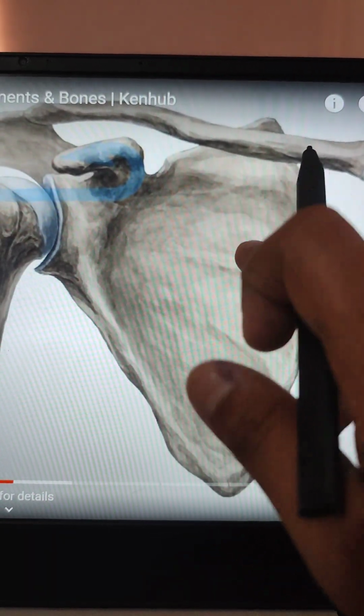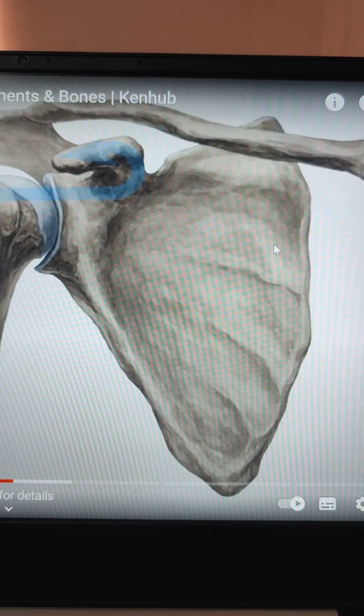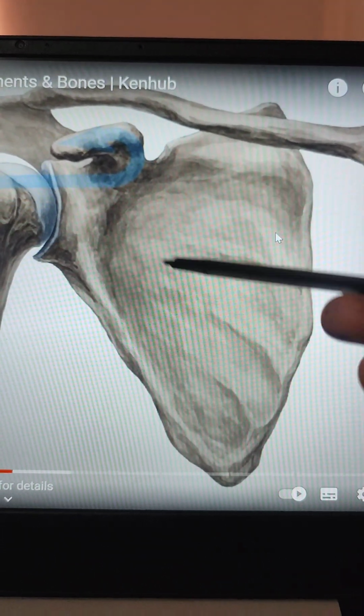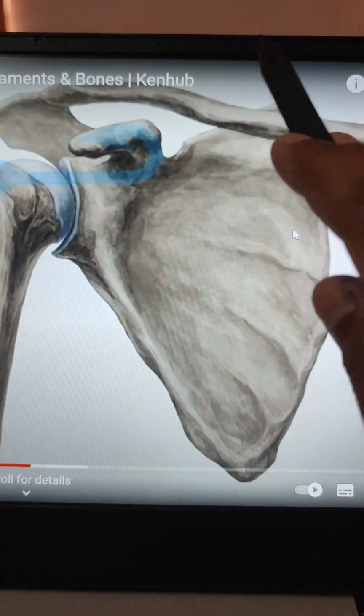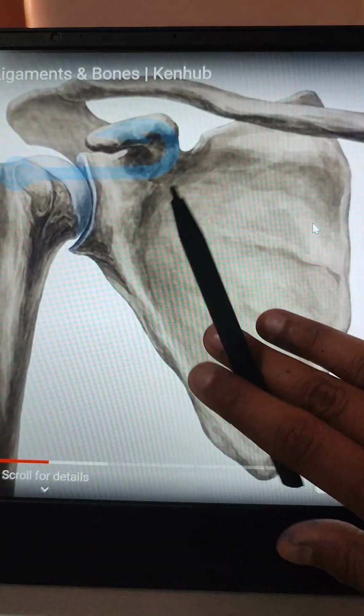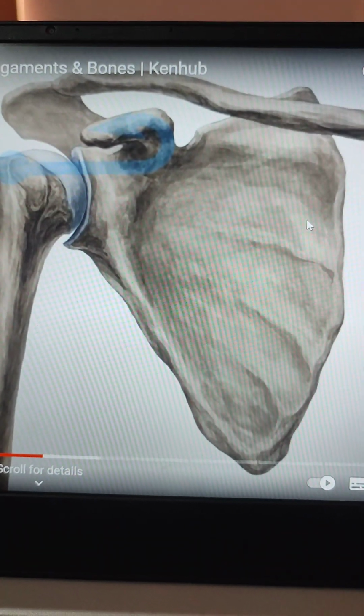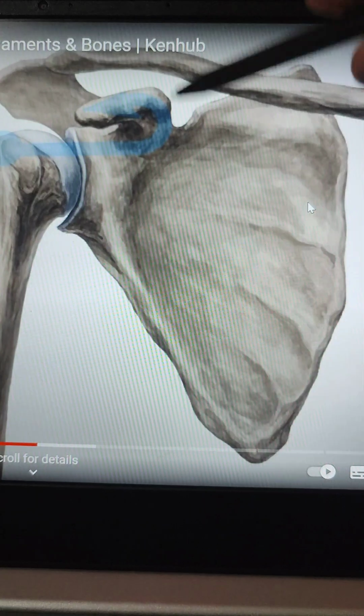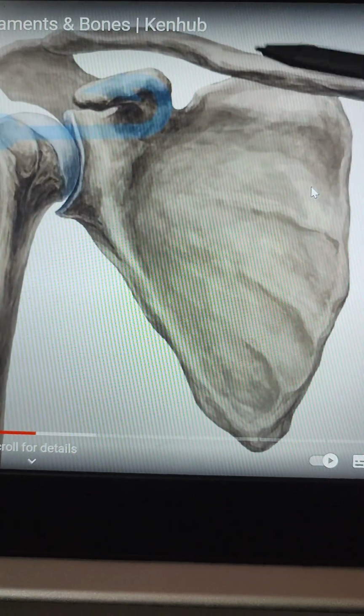So which side does the scapula belong to? Yes, it belongs to the right side. Now you can see the features. We will do first this anterior aspect, then we will do the posterior aspect. On the anterior aspect there are some features, so we will do it like this.